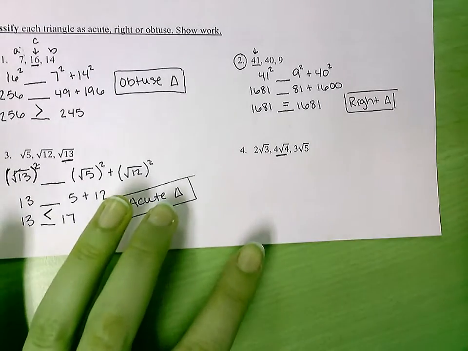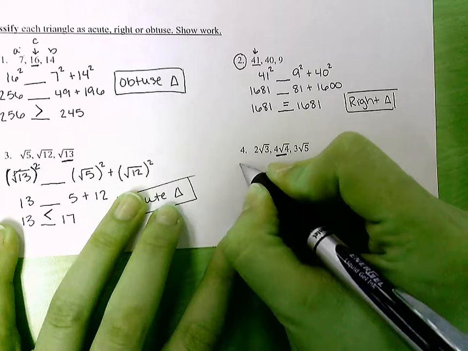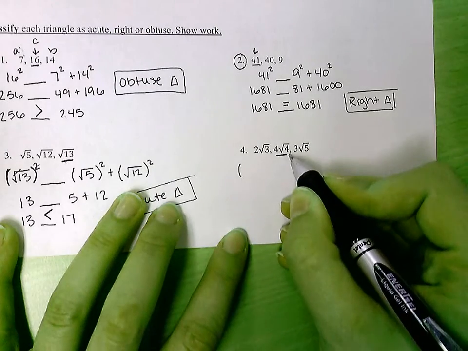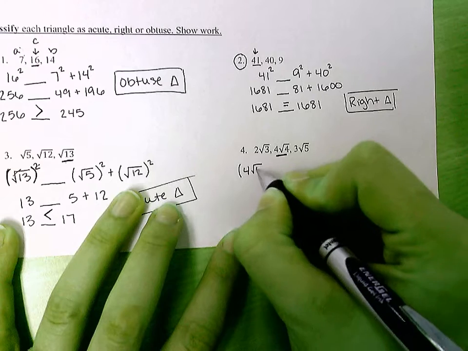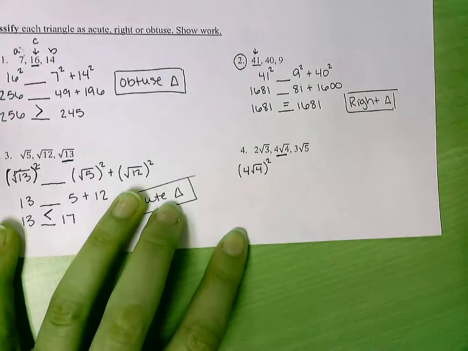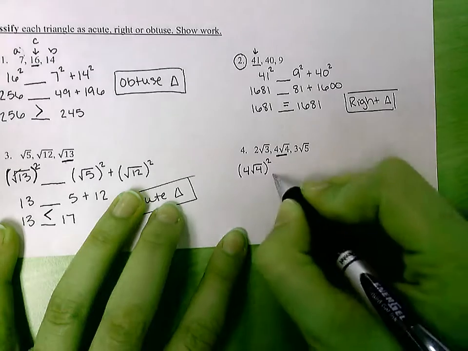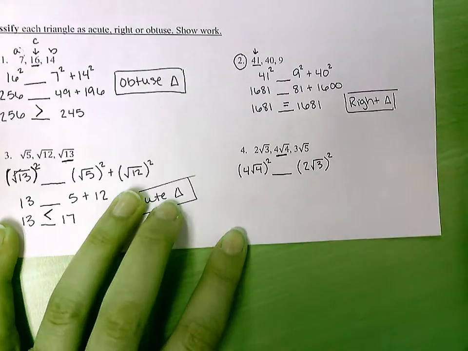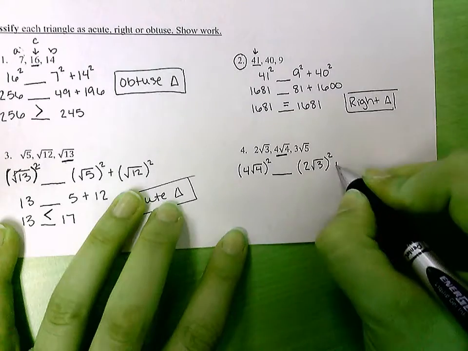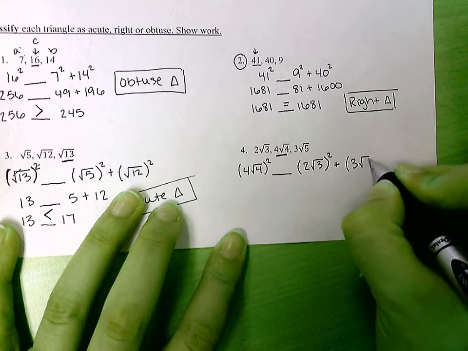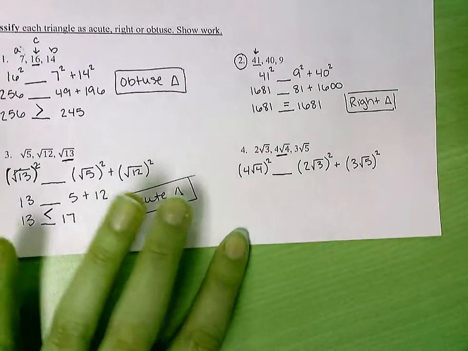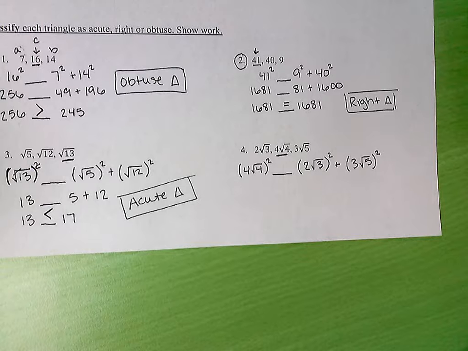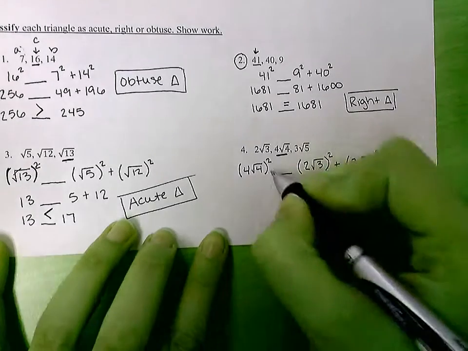Okay, again, when I'm plugging this in, I'm going to put parentheses around my term here. So I have 4 times the square root of 4 squared compared to 2 times the square root of 3 squared plus 3 times the square root of 5 squared. Now I'm putting parentheses around this because you do need to distribute your square to both of those terms, okay, within that parenthesis.